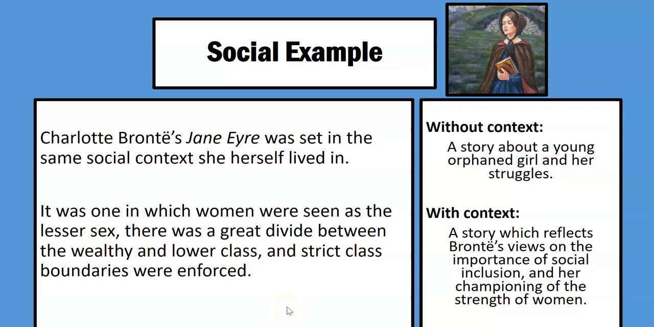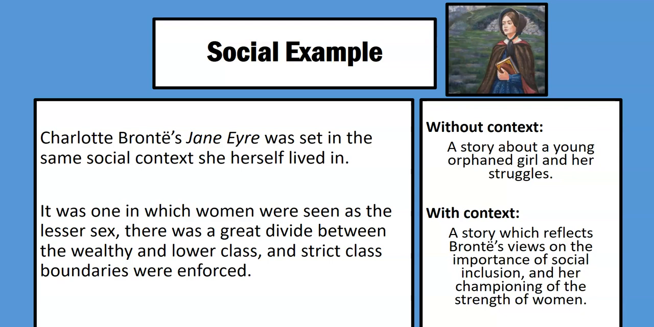There was a great divide between the wealthy and the lower class, and strict class boundaries were enforced, and this is explored through a character setting and story. Without knowing the social context that Charlotte Bronte was brought up in, the time in which Jane Eyre is set, we would just simply understand it as a story about a young orphan girl and her struggles. But knowing that it was the time in which she lived and existed, we know it's a story which reflects her own views on the importance of social inclusion and the championing of the strength of women.